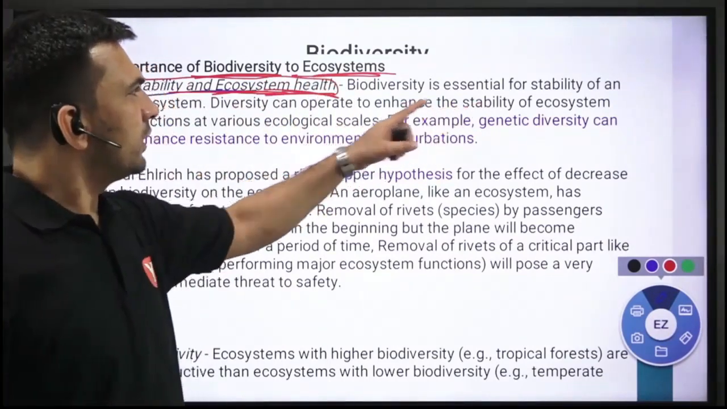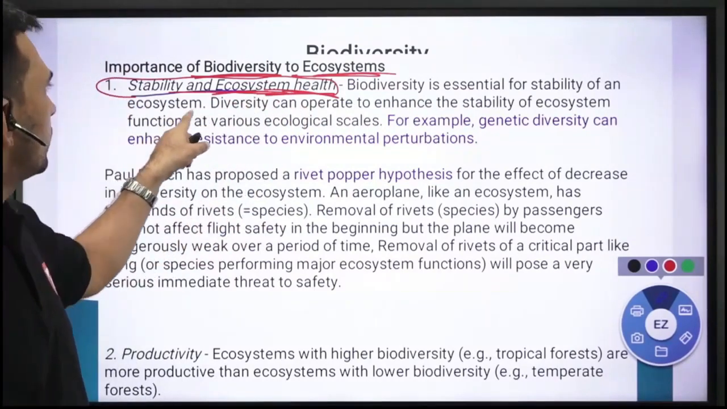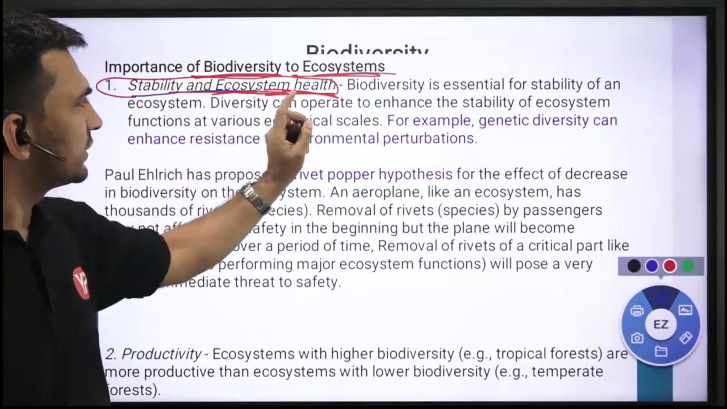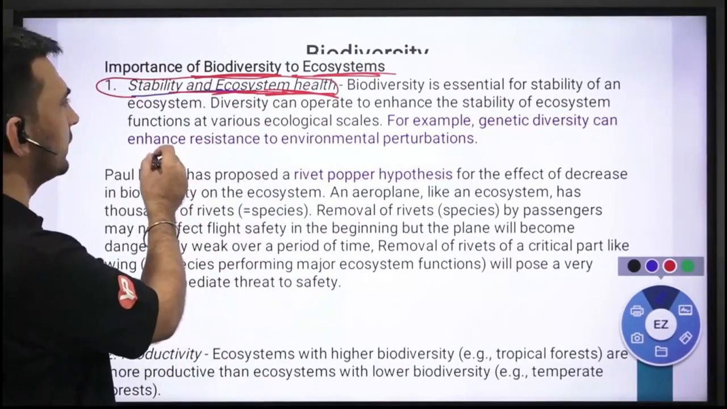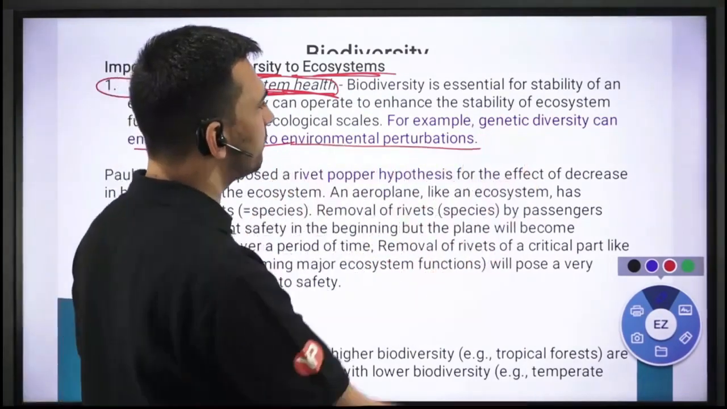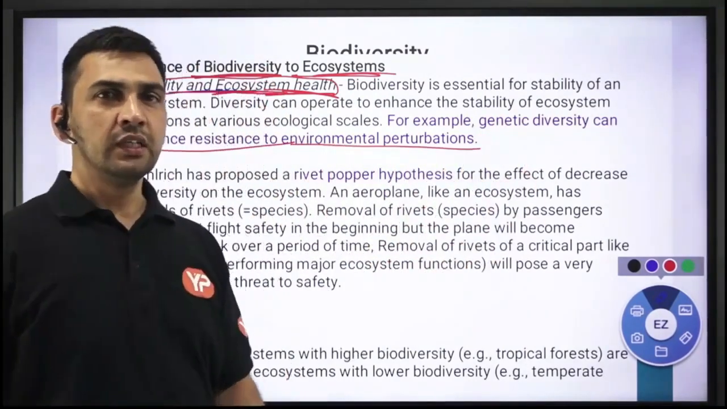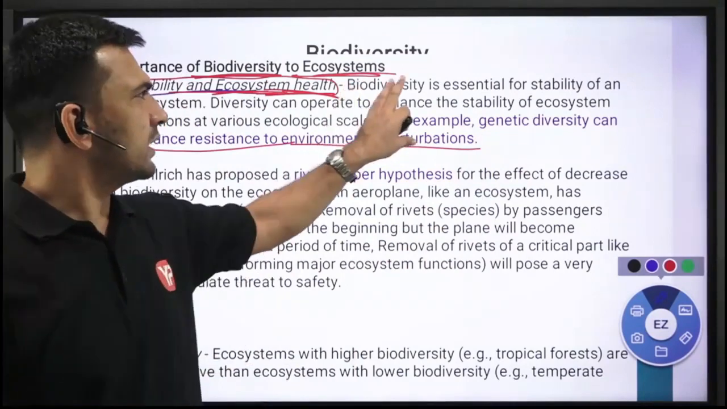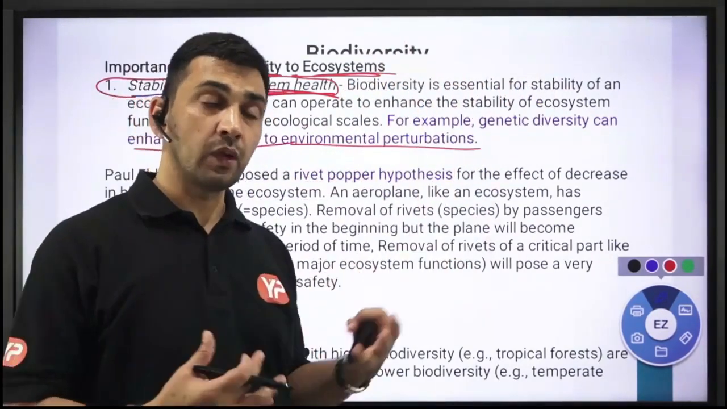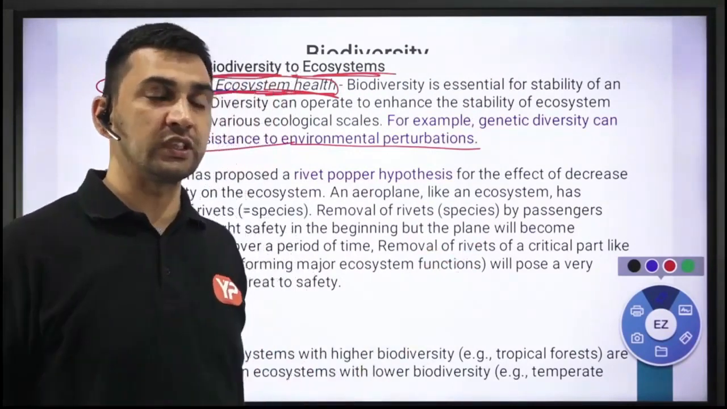Biodiversity essentially provides stability for an ecosystem. Diversity can operate to enhance the stability of the ecosystem function at various ecological stages. For example, genetic diversity can enhance the resistance to the environmental perturbation. Perturbation का मतलब changes or disturbances. तो ये वही चीज है कि आपका जो है stability bring करता है, it brings the stability or maybe health, maintains that particular ecosystem healthy.